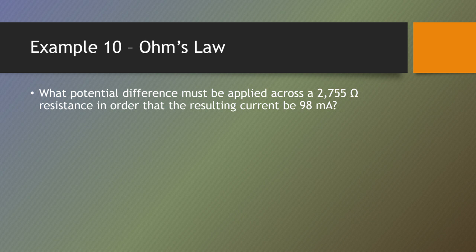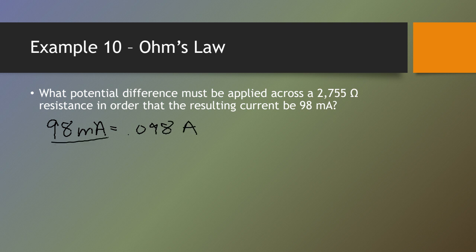So if we want to solve a problem using Ohm's law, what potential difference must be applied across a 2,755 ohm resistance in order that the resulting current be 98 milliamps? Okay, so recall first that milliamps is 0.098 amps. Right? We're just going to divide by 1,000.